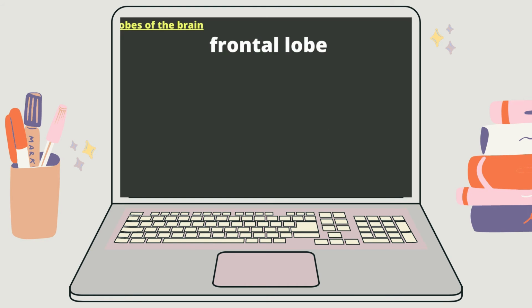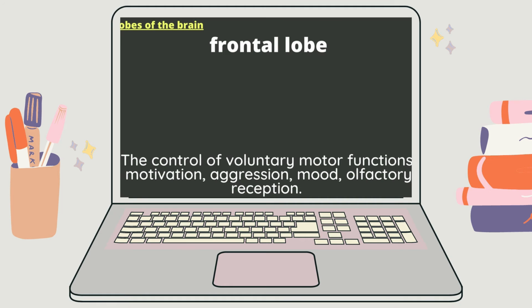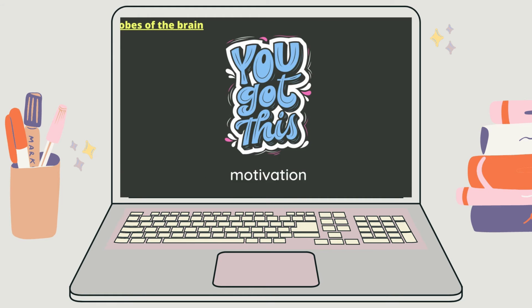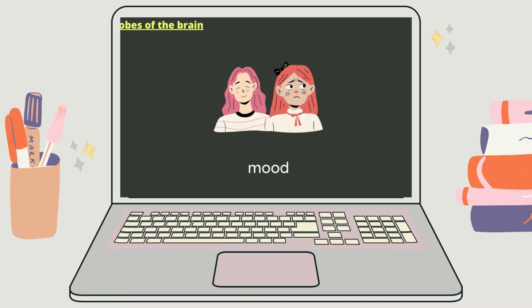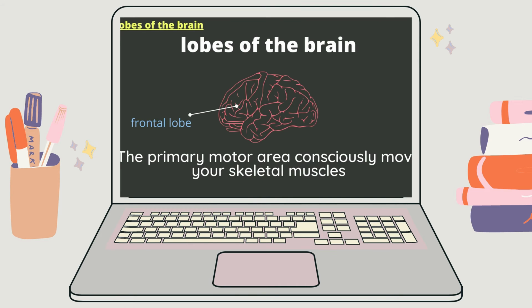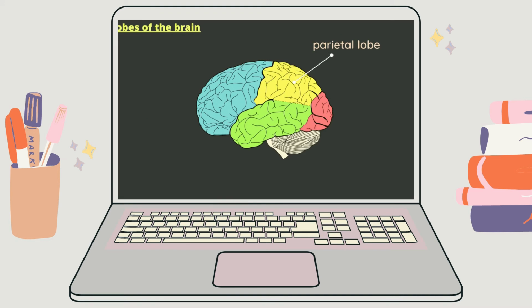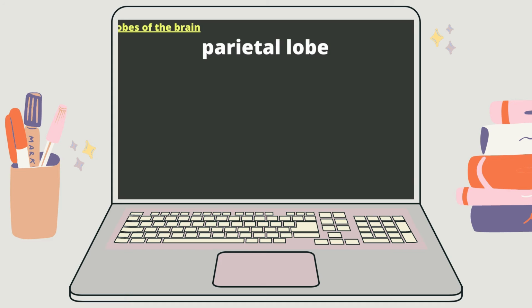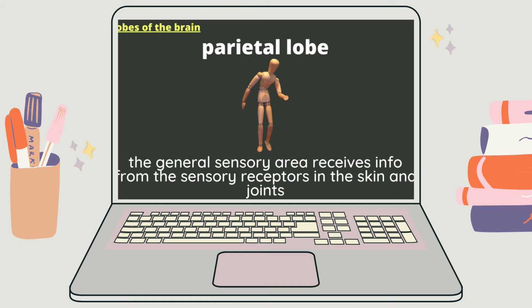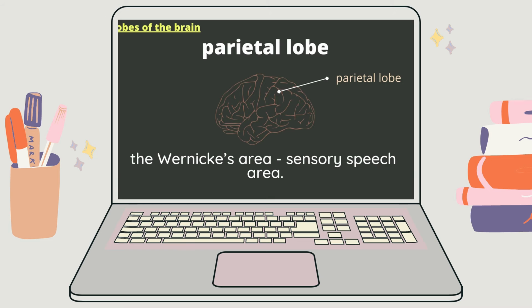Frontal lobe is the control of voluntary motor functions, motivation, aggression, mood, and olfactory reception. The primary motor area consciously moves your skeletal muscles, the Broca's area is the speech center, and prefrontal area is for executive functions. Parietal lobe is the general sensory area that receives info from the sensory receptors in the skin and joints, while the Wernicke's area is the sensory speech area.